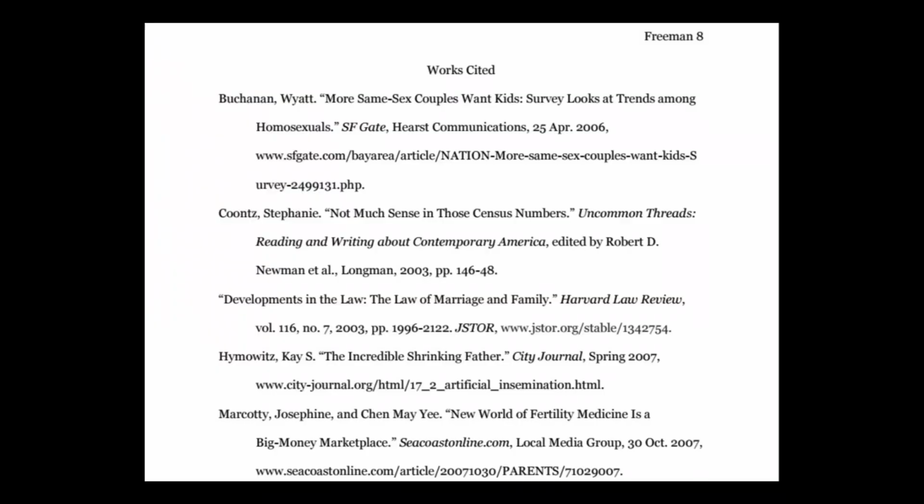Works Cited will be centered at the top of the page, and then you're going to put your entries underneath that. There is a special tabbing function that they want. It's called a hanging indent. It's not too hard to do. I can show you how to do it. It's actually really easy.